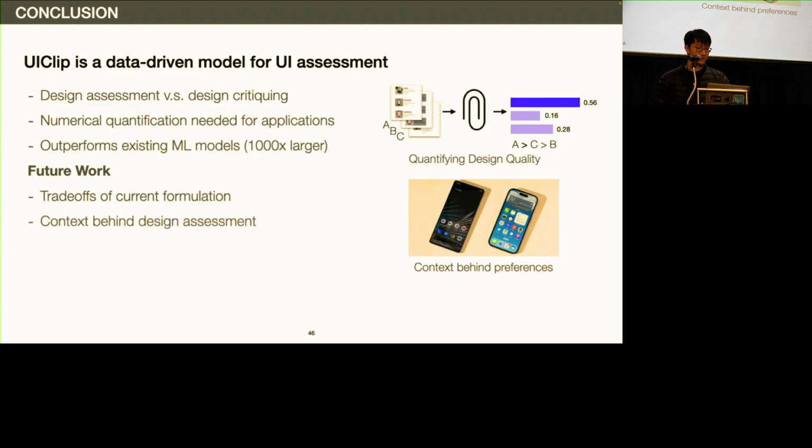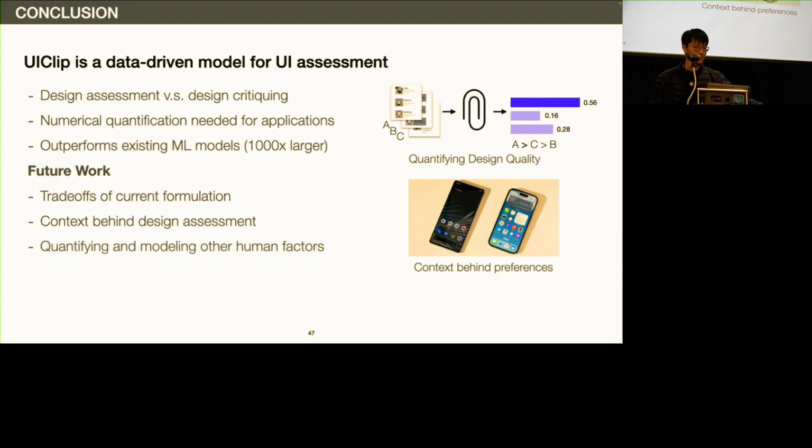Another interesting thing we'd like to investigate is the context behind some of these design preferences, especially those provided by our human raters. So for example, we found that iOS users might rate certain design patterns more favorably because of their own familiarity using them in iOS apps.